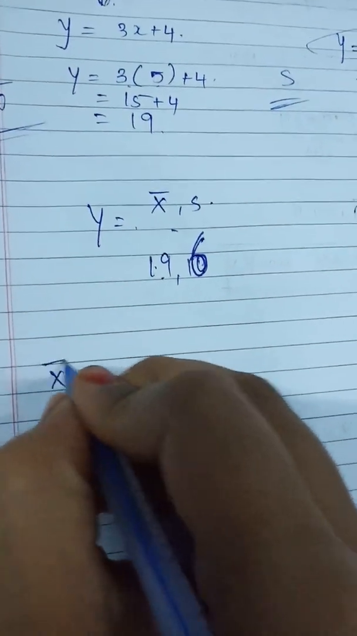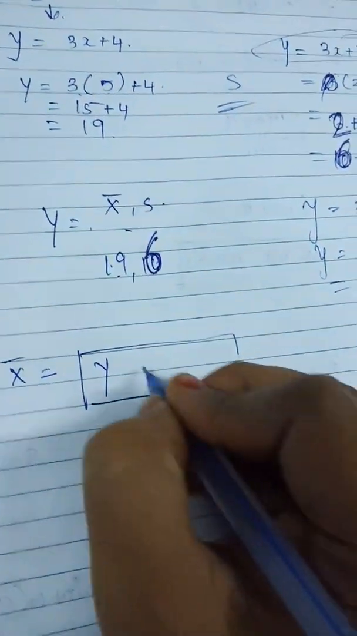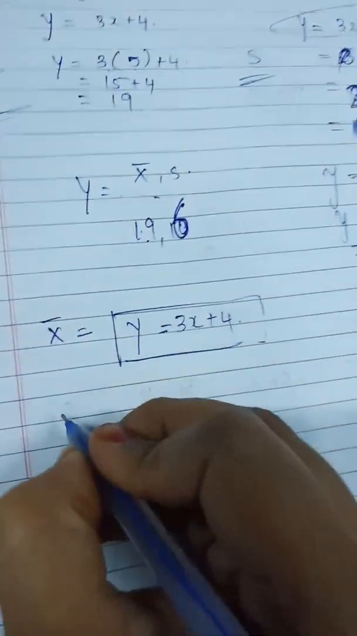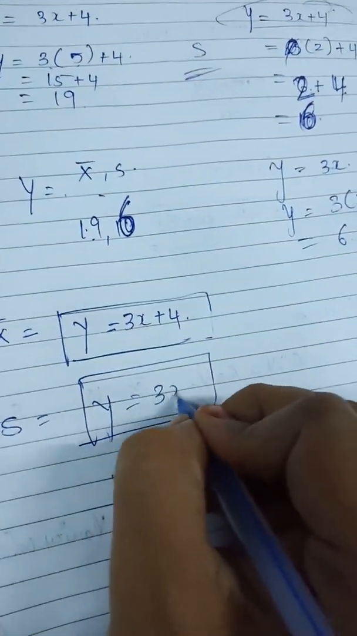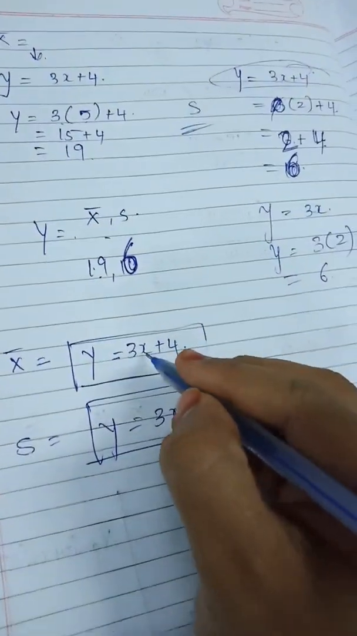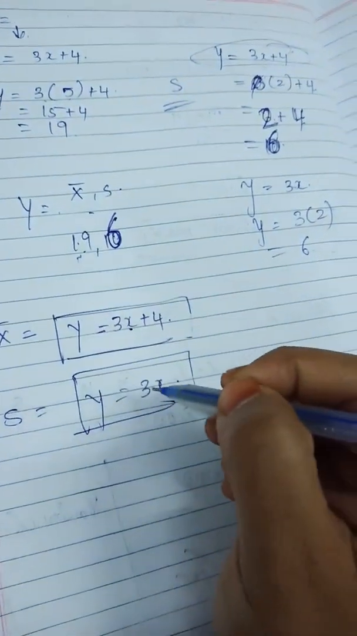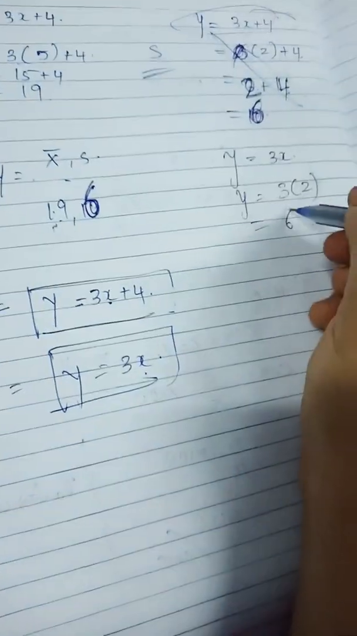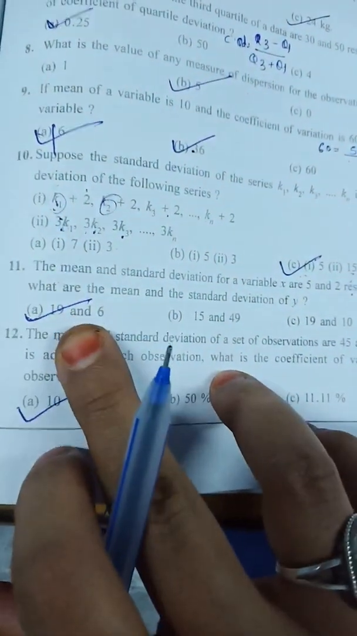Again I am telling, for the mean we will be taking the full formula that they have given, y equals 3x plus 4. But for standard deviation we will be taking only the 3x part. So putting the value of the mean in place of x, we will be getting 19, and putting the value of standard deviation in place of x, we will be getting 3 twos are 6. Okay. So the answer here is 19 and 6.